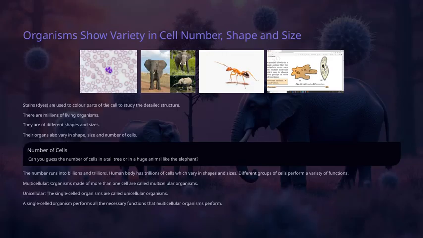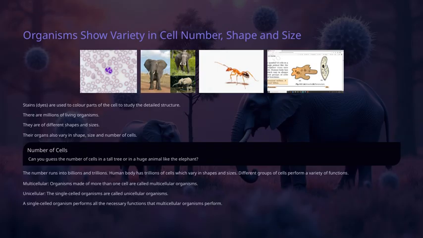Organisms show a fascinating variety in their cell number, shape, and size. To study these tiny structures, scientists often use stains or dyes that color specific parts of the cell, making it easier to observe their detailed internal structure. There are millions of living organisms on Earth, and they come in many different shapes and sizes. Not only do the organisms vary, but their organs do as well, in shape, size, and the number of cells they contain.